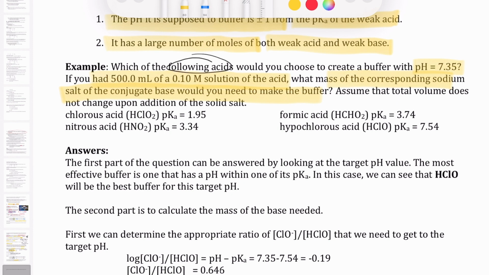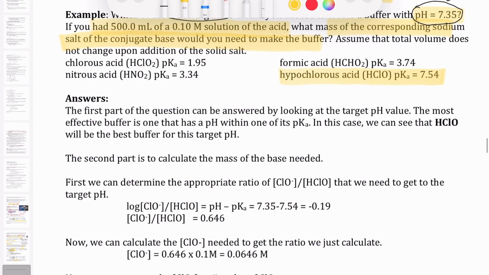Well, let's start with the first part of the question, just which of the following acids would you choose? Okay, so that goes with the idea of buffer range. So we're trying to make a buffer for a target pH of 7.35. So we're trying to find something that has a pKa value around that number, at least plus minus 1 from that number. So if you look through the 4 different acids that are given to us, the one that is closest to that number is hypochlorous acid, which has a pKa of 7.54. So that would be the one that I would choose in this. That's nearest 7.35, right? Remember, we wanted ideally pH to equal pKa, but as long as the pH is plus minus 1 from the pKa value, the buffer will still work pretty well.